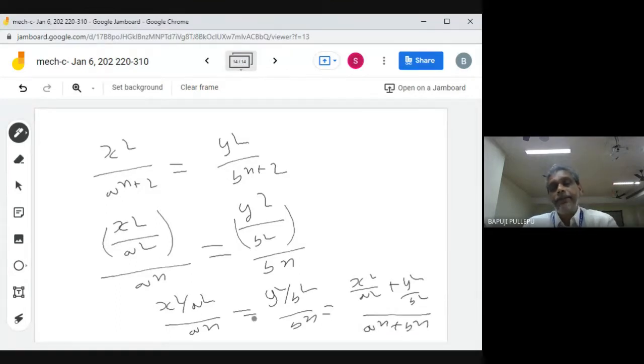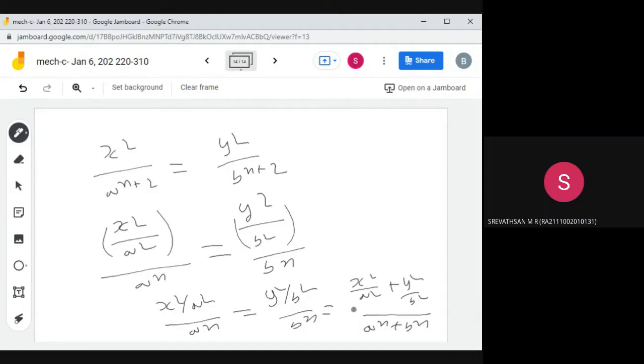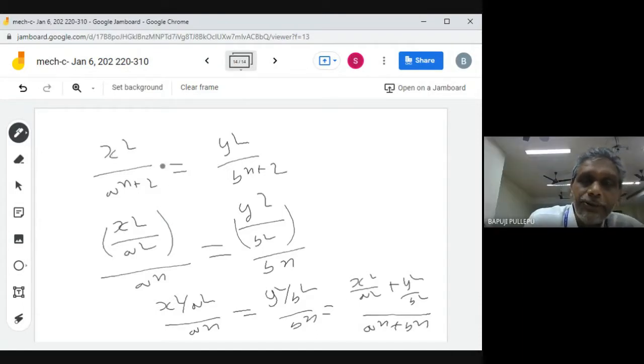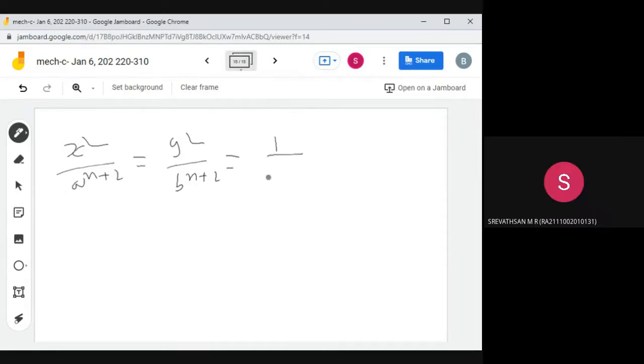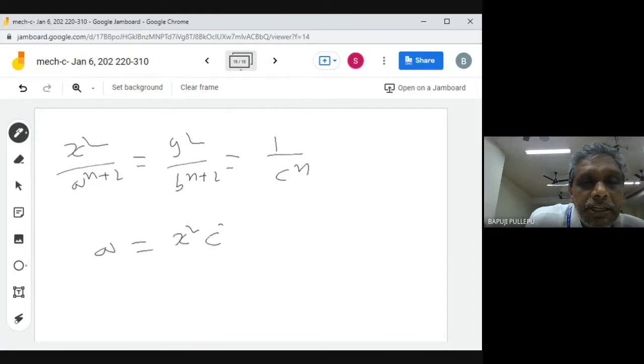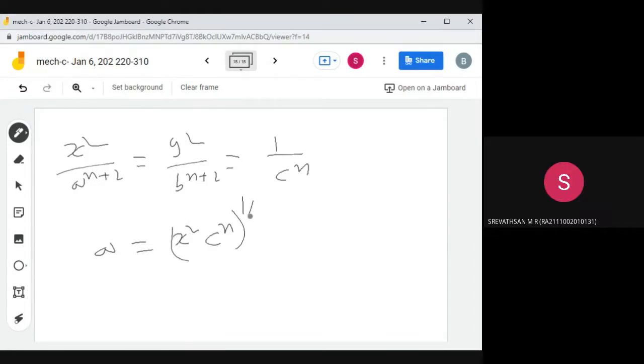Then this 1 by c power n. Correct? Yes, sir. Again we will find a, go back, and this shape you can go. Correct? So once I know, again I'm back to the problem: x square by a to the power of n plus 2 is equal to y square by b to the power of n plus 2 is equal to 1 by c power n. Now a is x square c power n whole power 1 by n plus 2. Very good. Similarly b is equal to y square c power n whole power 1 by n plus 2.